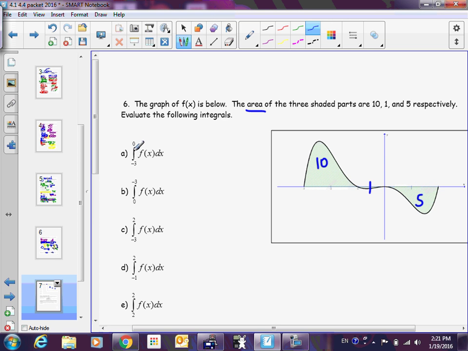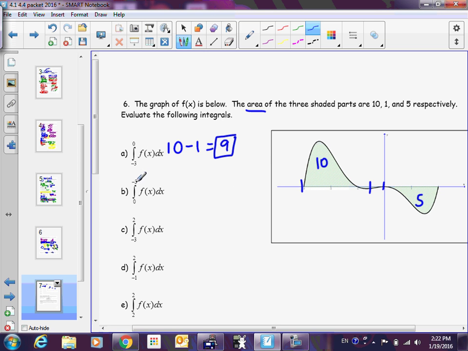So when we're looking at A, -3 to 0, I start at -3, I stop at 0. So I have a 10 that's above the x-axis. So that integral is positive 10. What am I going to do with this 1 though? I'm going to subtract it. So that's going to make 9. That integral is 9. The area is positive. The integral could be positive or negative.